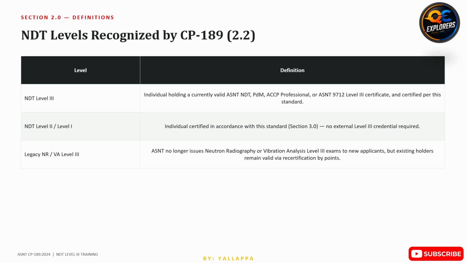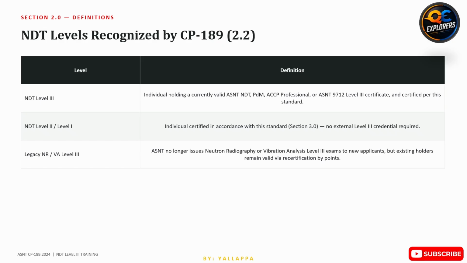Level 1 and Level 2 personnel are certified by the employer after successfully completing the required training, experience, and examinations. They are responsible for performing inspections according to their authorized scope. The standard also recognizes legacy certifications in areas such as neutron radiography and vibration analysis, allowing previously qualified personnel to maintain their certifications under defined conditions.